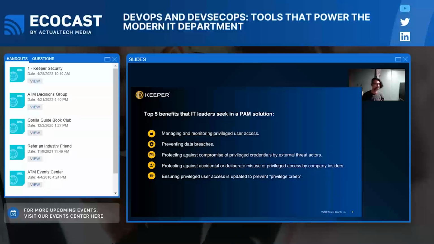Preventing data breaches. That's one of the biggest things. We want to prevent data breaches. In order to do that, you have to protect privileged credentials and accesses and information in general. All right, protecting against compromise, right? Privileged credentials. It's so easy for privileged credentials to be compromised. Very easy, even down to a high-level admin, just using credentials that's available to them in clear text, right?